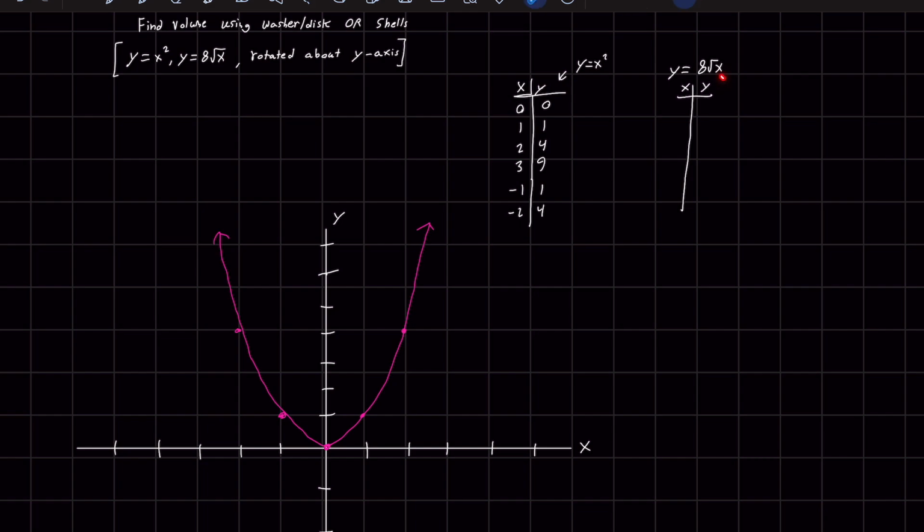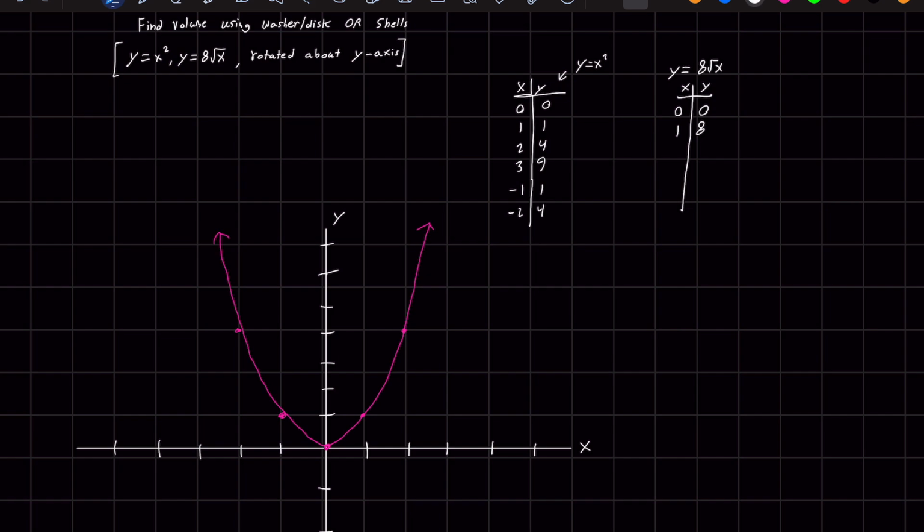Notice that we have a radical x right here, right? So you know that inside a radical, you can't plug in negative numbers. So you know that it's only going to be positive numbers going into the x. So I'm going to start with 0. When you plug in 0, you get 0 out. When you plug in 1, you get 8 times the radical 1, 8 times square root 1, so you get 8 back.